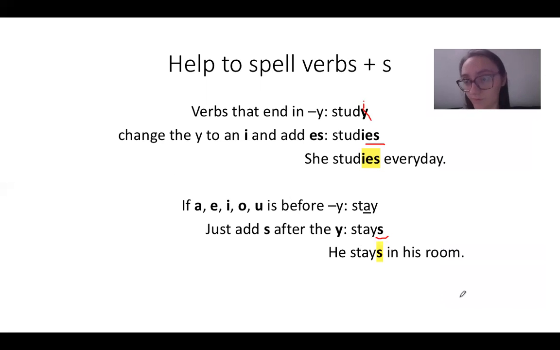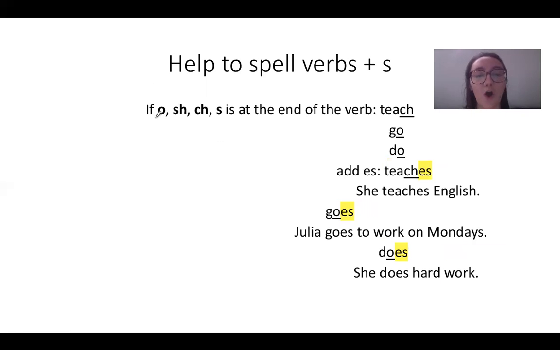He stays in his room. Now, the next bit: if the verb ends in O, S, H, CH, or S, for example, the verb teach, or fish, like the verb fish, not the animal, or the word go, or do, right?